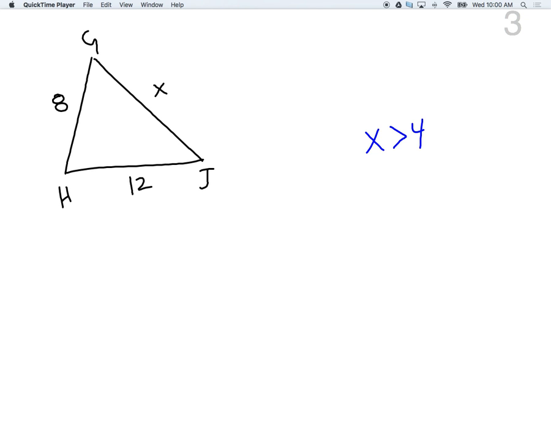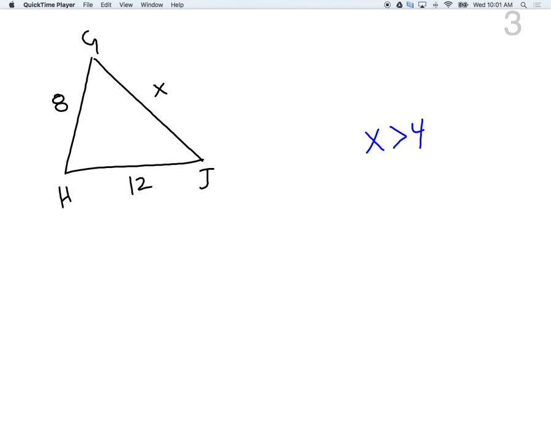Oh, it has to be more than 12, because if it's more than 12, then that's the longest side. And 8 plus 12 is 20, so it has to be less than 20. But it's not always the longest side. Why is that? Because his explanation wasn't horrible.